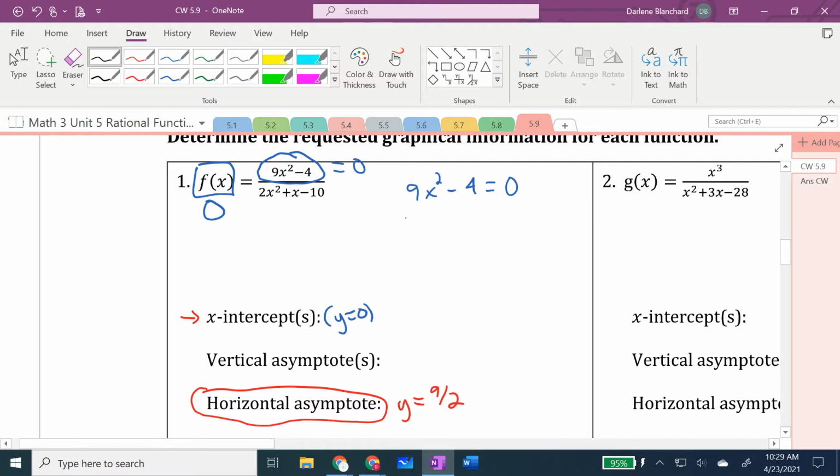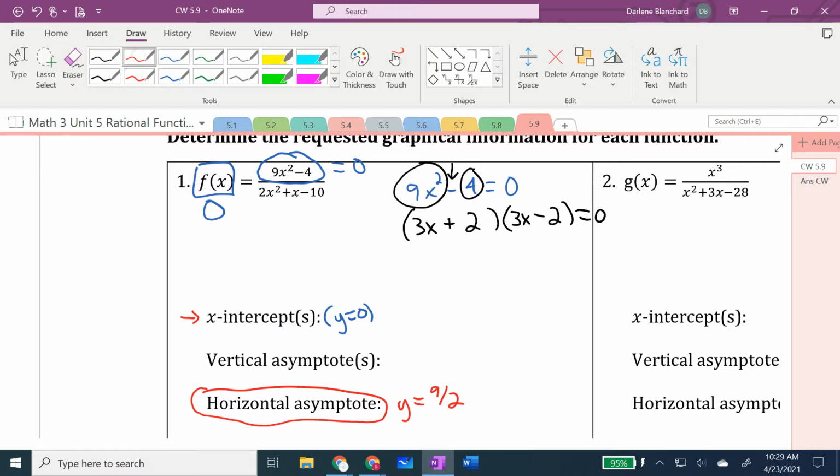If you factor it, it's a difference of squares. So a pair of conjugate factors, one's addition, one's subtraction. 9x squared is 3x squared. 4 is 2 squared. And you can see through that if you set each of these equal to 0, you are getting, I just wrote that in the wrong spot, your x-intercepts are plus or minus 2/3.